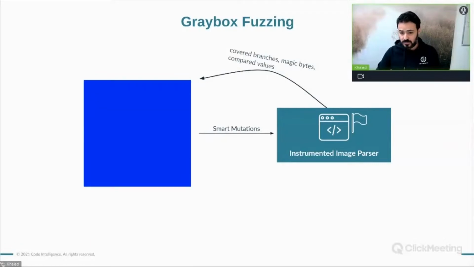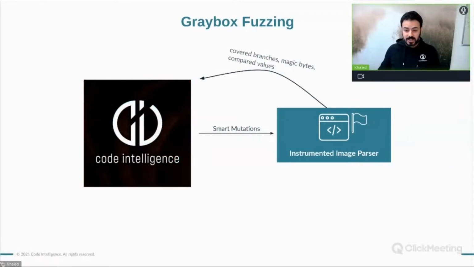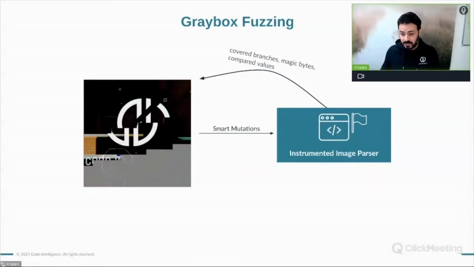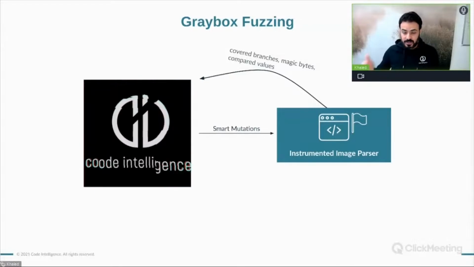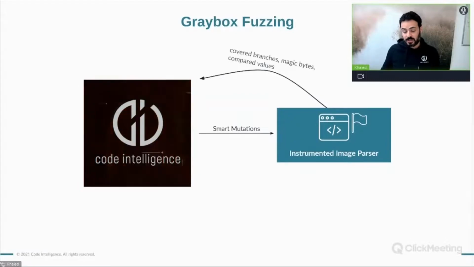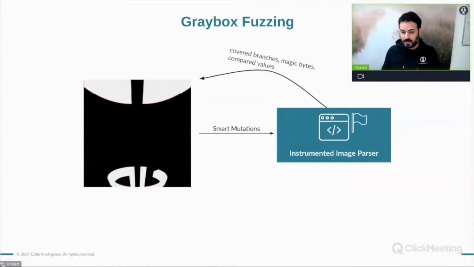And our fuzzers are really fast. They can execute hundreds of thousands of times per second. And with this feedback loop, they learn about how the inputs should be structured so that they are accepted by the application.